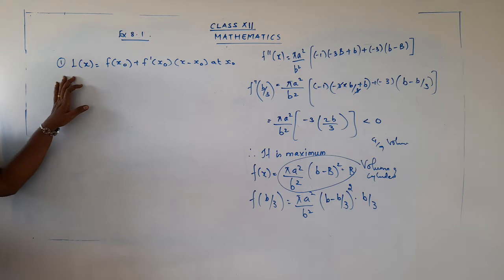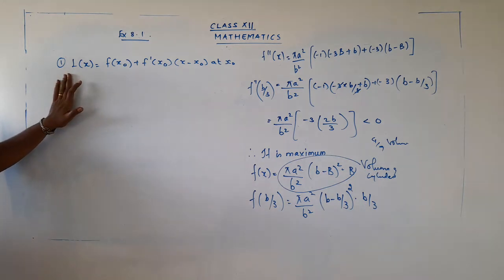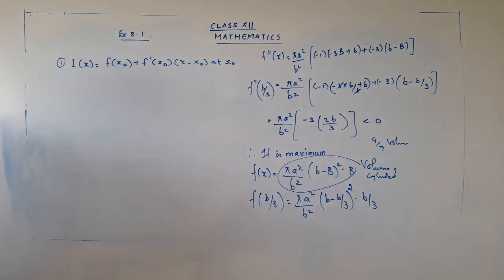They have asked you to find out the linear approximation at x is equal to 27. So, we are just going to use this formula to get our answer. Okay, children? So, write down L of x is equal to f of x naught plus f dash x naught into x minus x naught at x naught. Okay, now let's see how to continue further. Let's see what is given to us and what to find out here. Let's start with the sum.